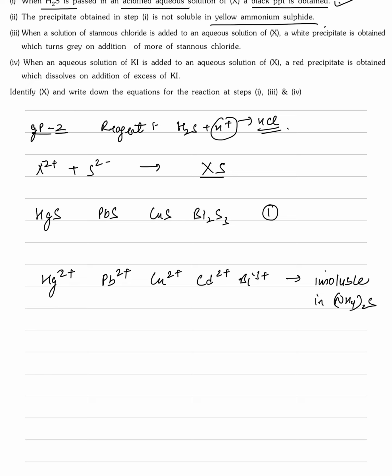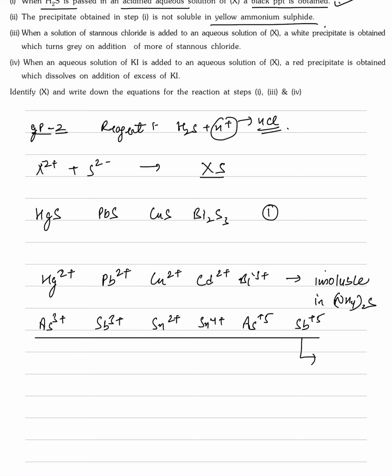And the remaining ones are what? The remaining ones are soluble, and they are classified as As3+, that is arsenic, antimony Sb3+, Sn2+, Sn4+, As5+, arsenate, right, and antimonate 5+. These ions are actually soluble in ammonium sulfide solution.